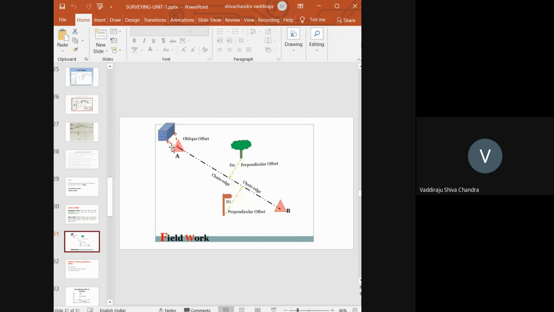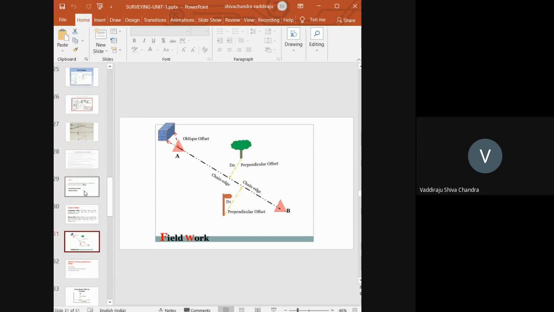But if you look at this building block, you see it is at an inclination. Okay, this point is at an inclination to the main chain line. That is why we call it oblique offset. Why are these offsets required? To find out at what distance these objects are from the main survey line. So once you measure this distance, you can mark a point on the drawing chart at this distance, and say that this is so and so object. Okay, so that is the offset.